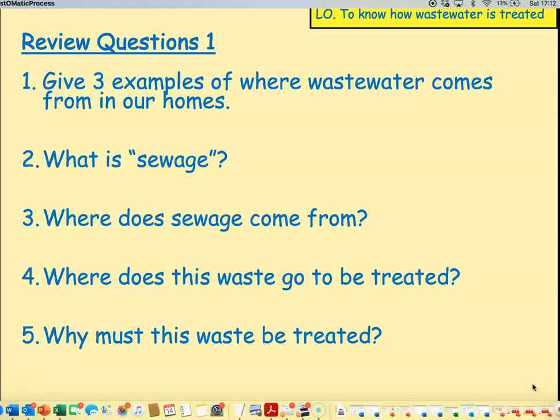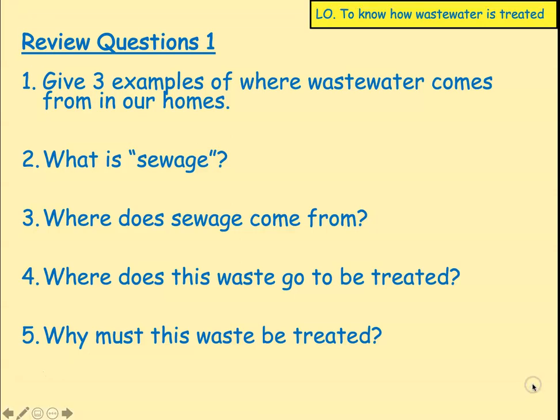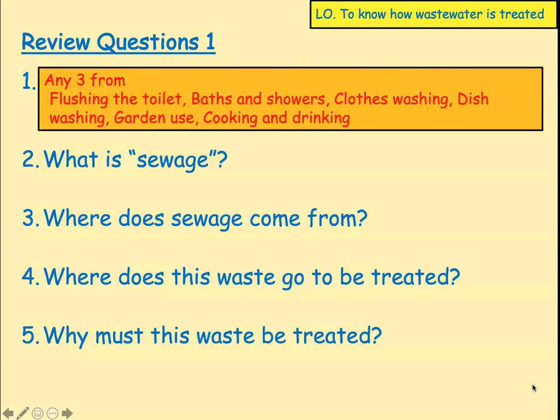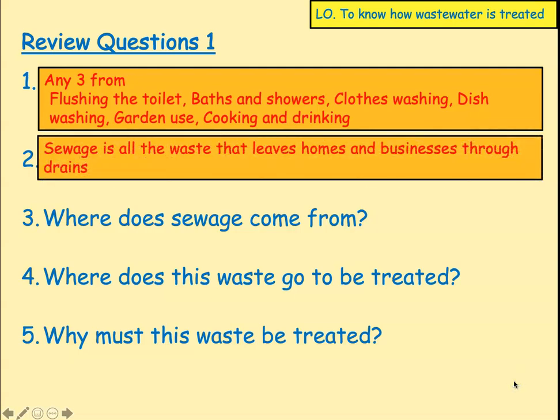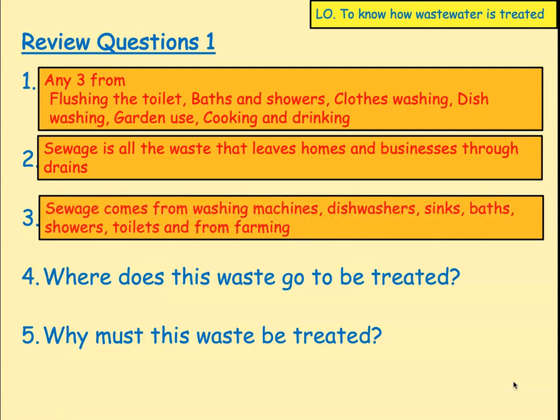Okay, welcome back. Let's go through them. Right, three examples where wastewater comes from in our houses. Right, flushing the toilet, baths, showers, clothes washing, dishwashing, garden use, cooking and drinking. What is sewage? Well, sewage is all the waste that leaves homes and businesses through drains. Where does it come from? It comes from washing machines, dishwashers, sinks, baths, showers, toilets, and from farming.